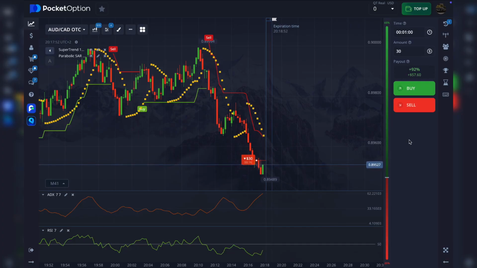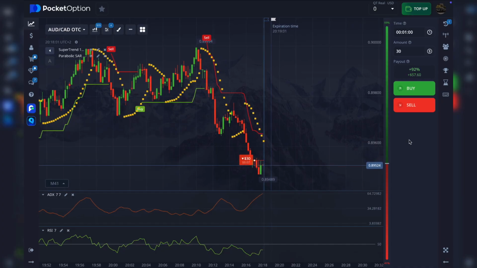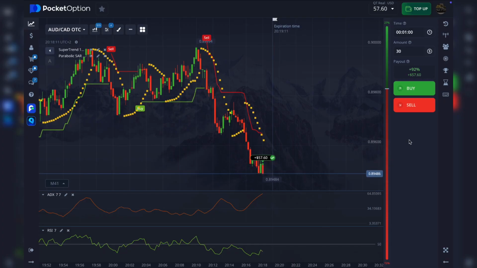Looking at the ADX indicator, we can see that the value is above 20. This means the current trend is strong enough, so it's safe to trade in the same direction. And finally, the RSI indicator is below the 50 level, which is another confirmation for a down trade. And as you can see, the first trade closed in profit.